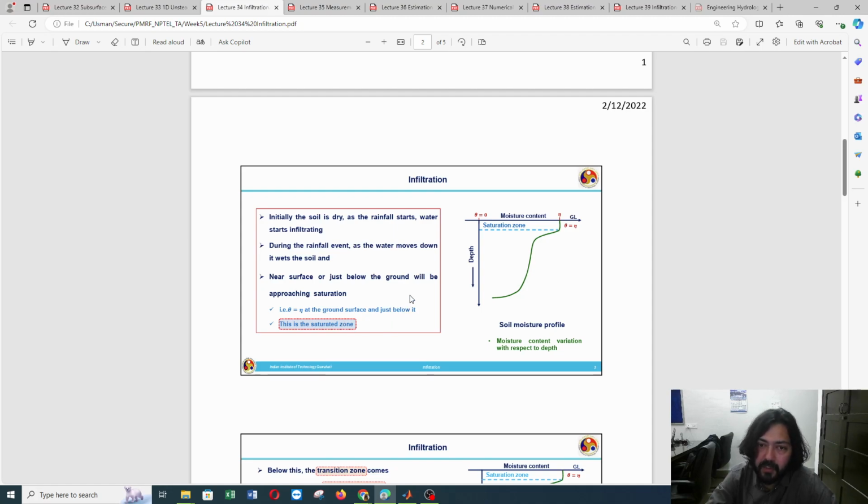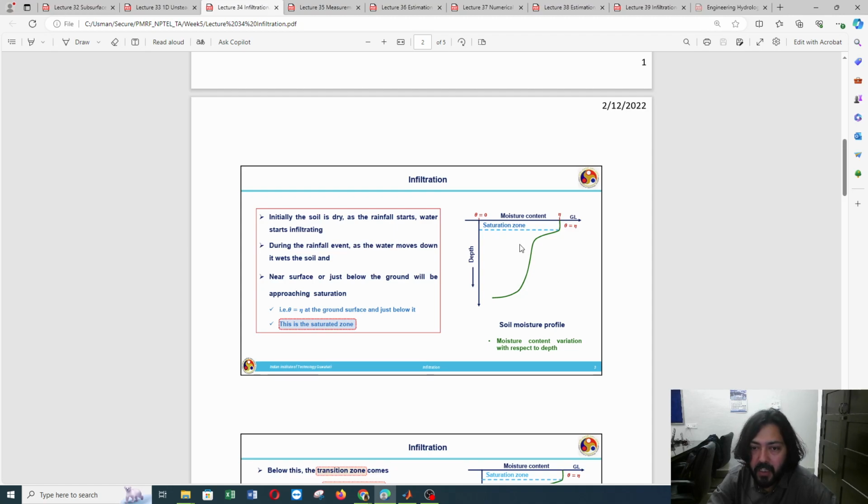So the saturated zone is the zone where the entire soil void is filled with water. So what happens at that condition? We know that at that condition, moisture content will become equal to porosity. So look at this equation. At the saturated zone, if you look at this part, here theta is equal to n, because in the saturated zone the volume of void is completely filled with the volume of water. So here the moisture content will become maximum.